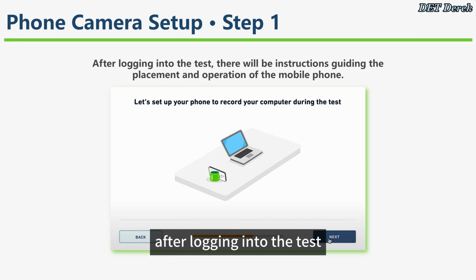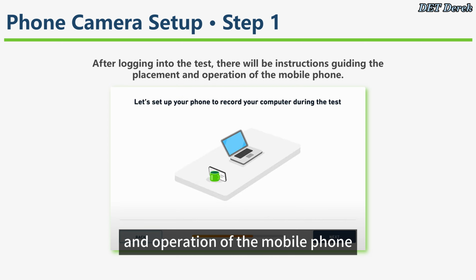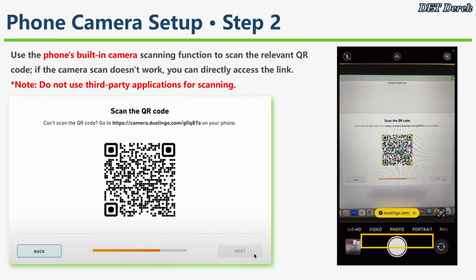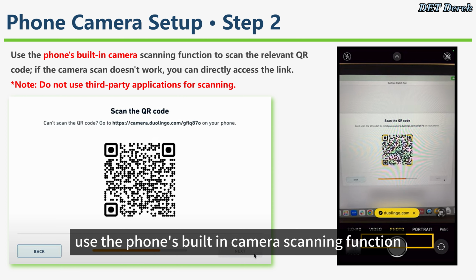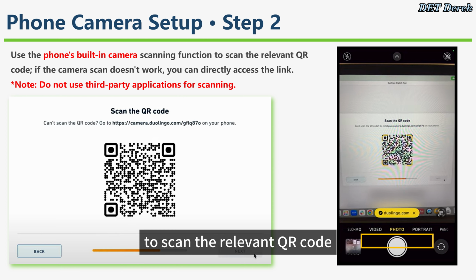After logging into the test, there will be instructions guiding the placement and operation of the mobile phone. Use the phone's built-in camera scanning function to scan the relevant QR code. If the camera scan doesn't work, you can directly access the link. After successful scanning, the link duolingo.com will appear.